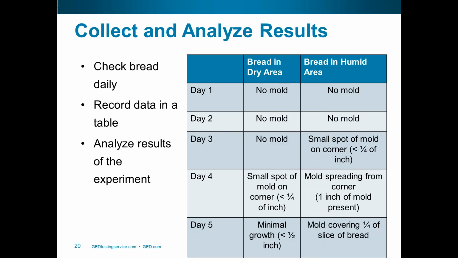Well, considering the fact that even on day 3, I'm not even through 5 days of it, but on day 3, I'm already finding a small spot of mold on the corner of bread that's in the humid area. Now, day 4, I've got some mold on the other bread, but whoa, look at what's happening with the humid area. And go on to day 5. So I would say that based on the data collected after 5 days, it clearly demonstrated that bread stored in a humid area molded more quickly than that stored in a dry area.